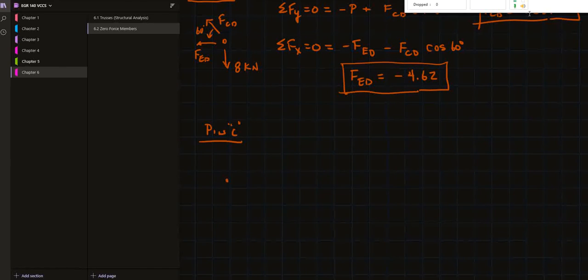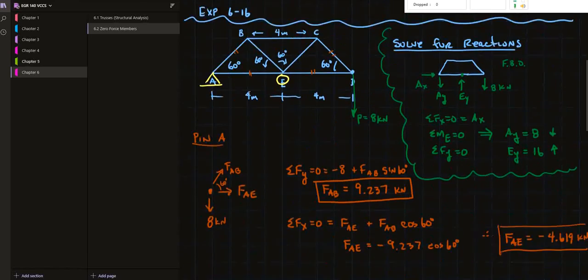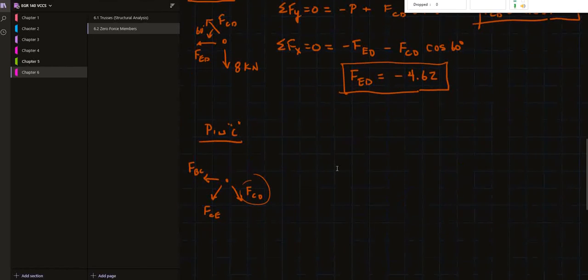Okay, let's work on pin C. So I've got a force CD, I've got another force CE, and then I've got a force in this direction, BC. So I have this one, so I'm able to solve for these two now. So you always want to choose a pin where you can solve something in your next choice. And so this guy works. Pin C works for me.